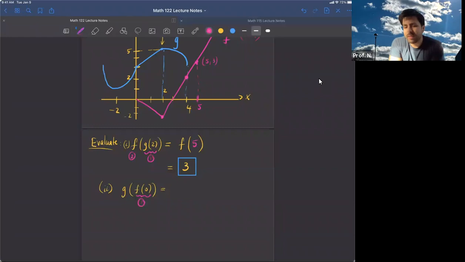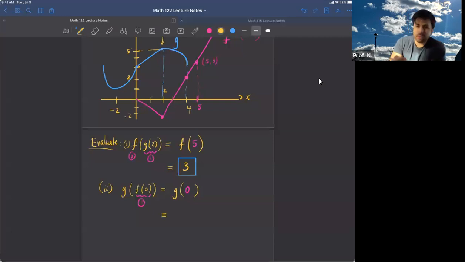In other words, what is the y value associated with the x value of being 0 for the f function? It's 0. That's right. So I get g of what? I get g of 0. But what is g of 0?